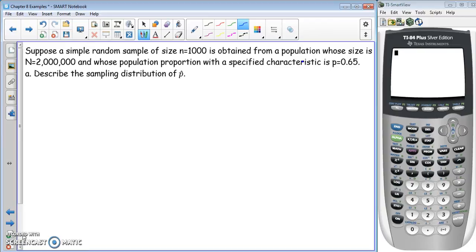Suppose a simple random sample of size n equals 1,000 is obtained from a population whose size is capital N equals 2 million and whose population proportion with a specified characteristic is p equals 0.65. Describe the sampling distribution of p hat.